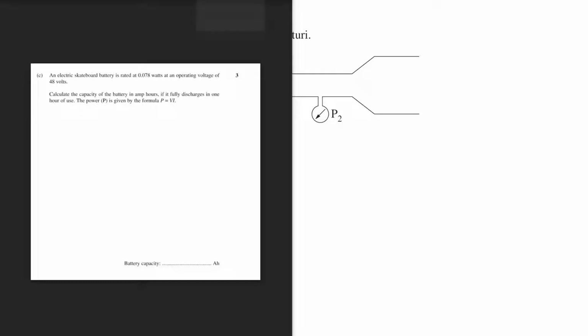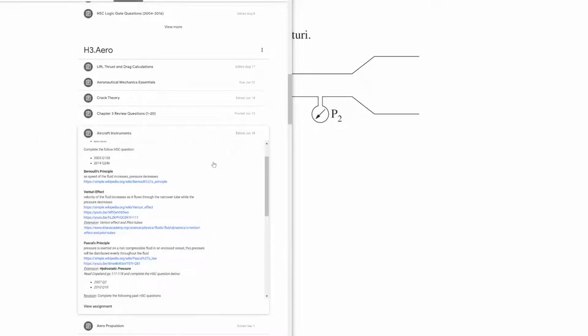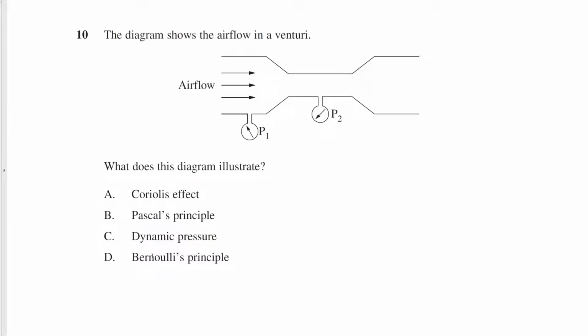Okay, so we've got a question on Venturi, and what I wanted to talk about here is that in my notes on aircraft instruments, I have the two definitions. Bernoulli's principle is as speed goes up, pressure goes down, and Venturi is that speed increases as the diameter decreases. The velocity of the fluid increases as it flows through a narrow section, as diameter decreases, while the pressure decreases. If they're asking us to differentiate between Venturi and Bernoulli's principle, I think it's a very tough question because they have that relationship.